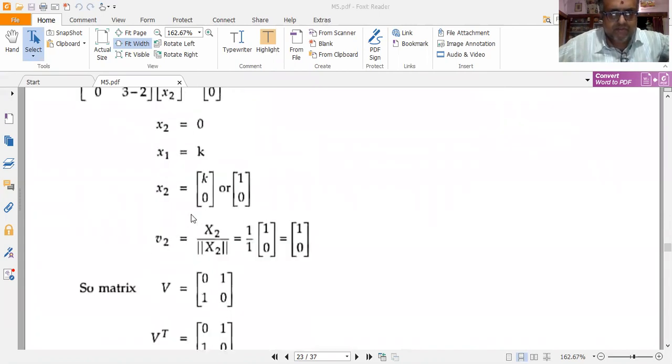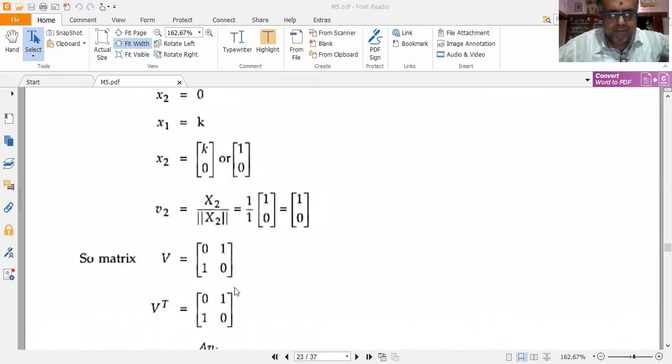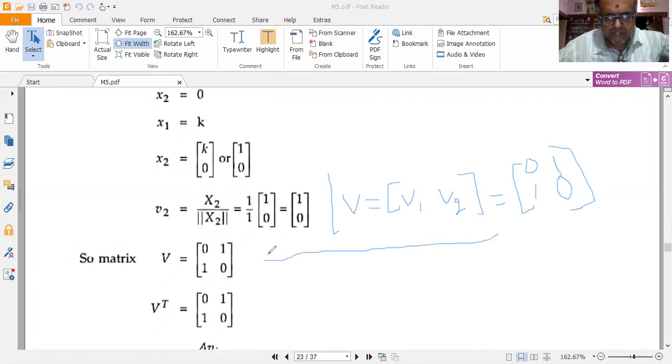Now matrix V consists of V1 and V2 respectively. So V1 is equal to 0, 1. V2 is given by 1, 0, normalized vector. So 1, 0. So this is what I have put here. So these two are identical.